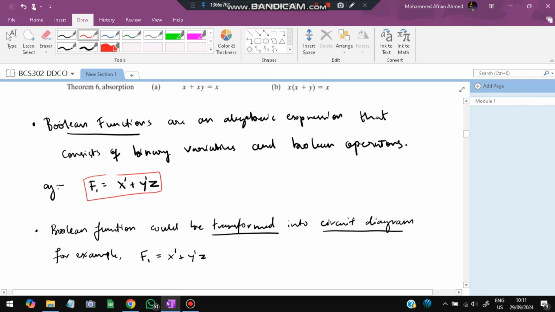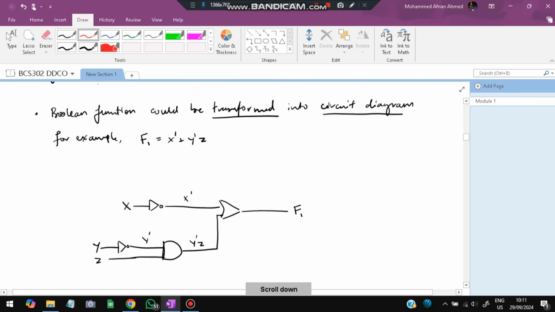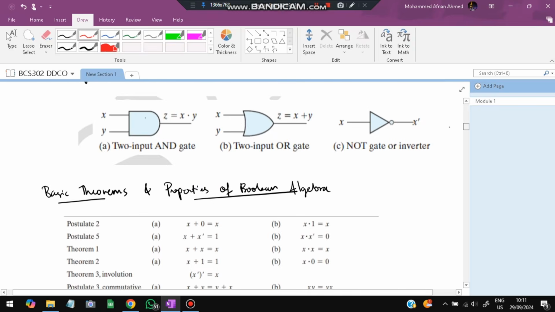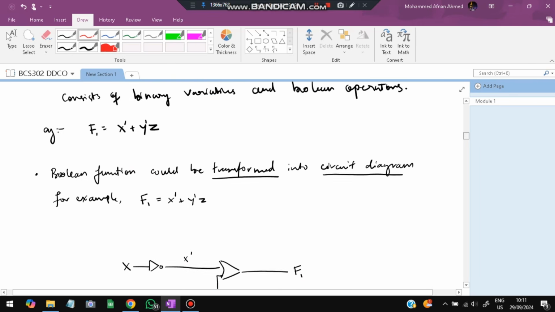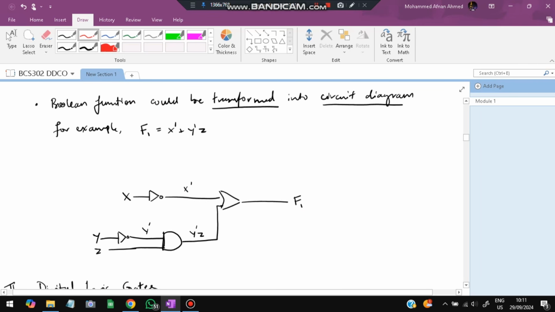Boolean functions can be transformed into circuit diagrams. So this same thing can be written in the form of a circuit diagram. You remember initially I had shown you how circuit diagrams look. See, this is the circuit diagram. If you want to represent an AND gate, you use this, an OR gate will be represented like this, and a NOT gate like this. Let's have a look at how to represent this function in the form of a circuit diagram.